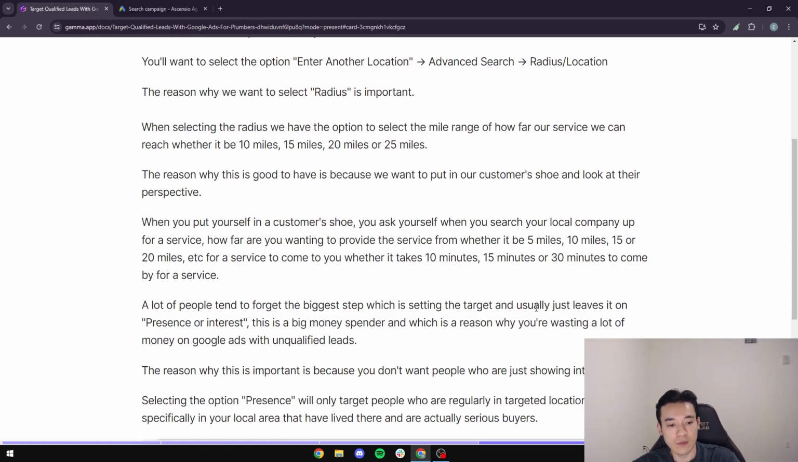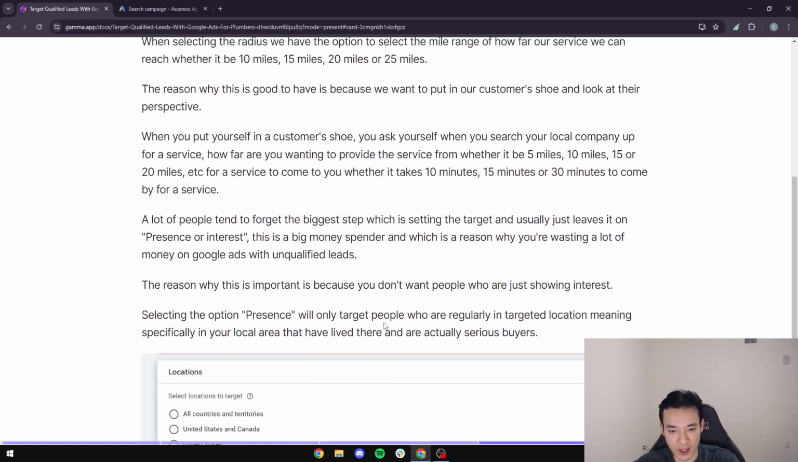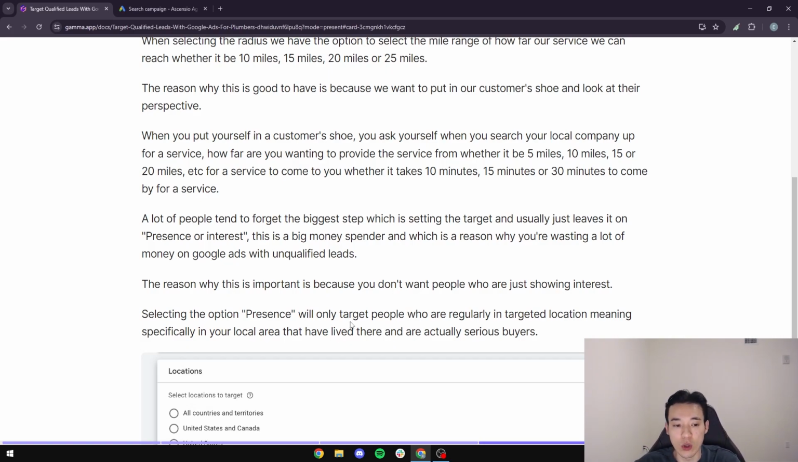A lot of people tend to forget the big step here, which is setting up that target, and they just usually leave it on presence or interest. This is going to be the biggest money spender and a red flag that you don't want to have, because you're going to be wasting money on Google Ads for unqualified leads.